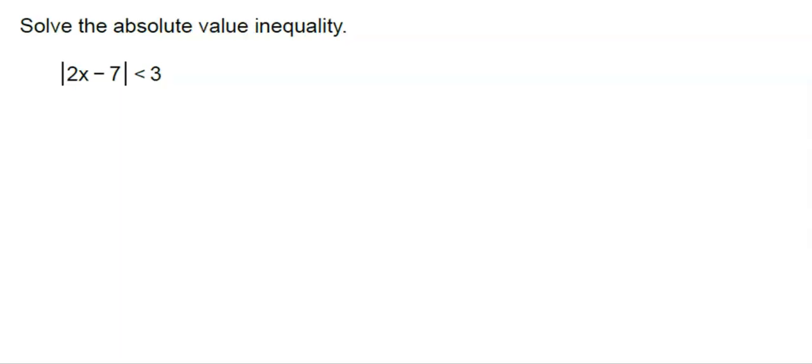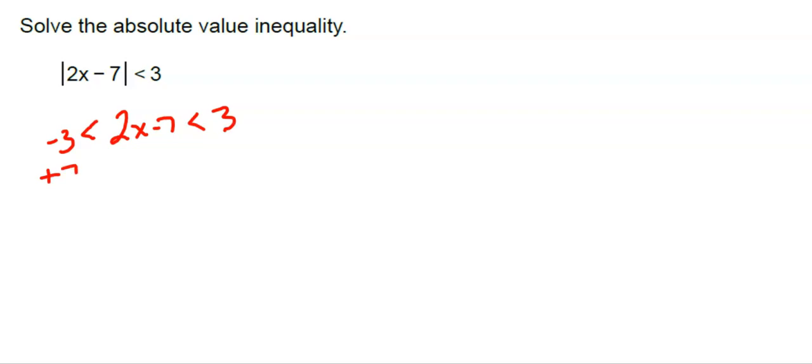Now we've got an absolute value inequality. So step 1 is isolate the absolute value. It's been done already. Second step is to say that what's inside the absolute values is within 3 units of 0, within because of the less than. So that means that the 2x minus 7 is between -3 and +3.